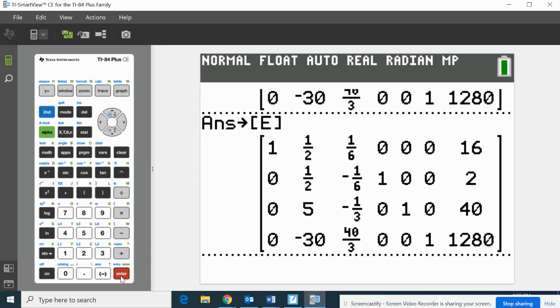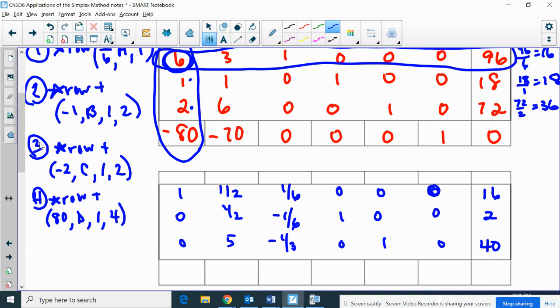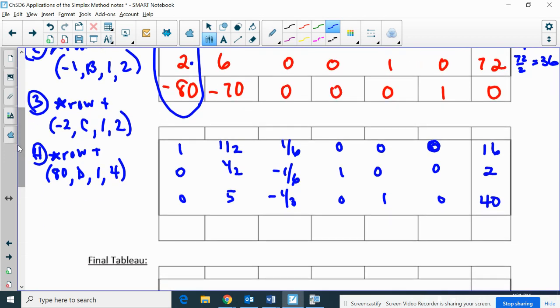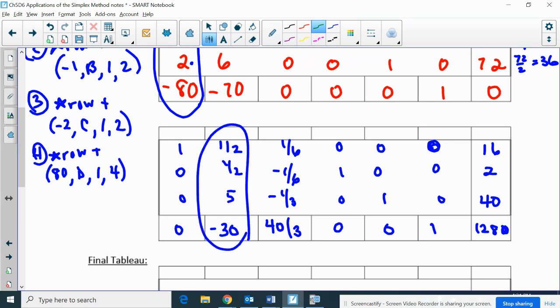All right, so now that fourth row is going to get stored, and I notice that there's still a negative in that last row, so that means I'm not done, which I kind of expected because I gave you another tableau anyways, right? So 0, negative 30, 40 thirds, 0, 0, 1, and 1280. Whoops. Okay, so again, we're not done because I still have a negative in my last row, so that is my new pivot column.